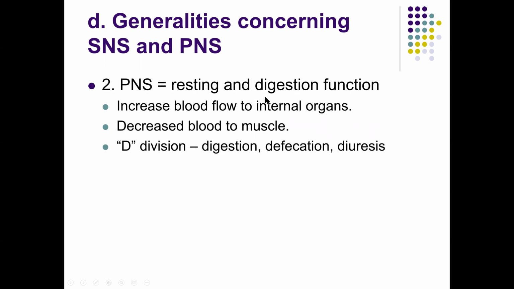Parasympathetic: resting and digestive function, increased blood flow to internal organs, decreased blood flow to muscles. Yeah, the muscles would have been on the second chart. Obviously, if the T-Rex is chasing us, we need maximum blood flow to the muscles, especially our muscles of movement. And once we're set and resting, we don't need that much blood flow to the muscles. Digestion, defecation, and diuresis.